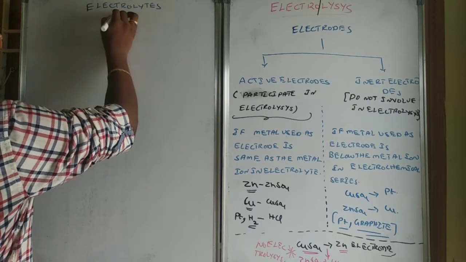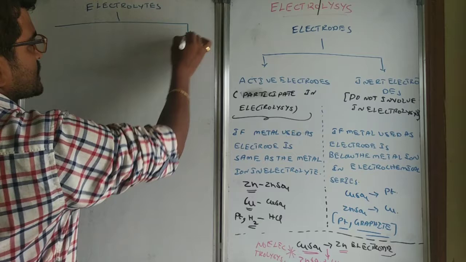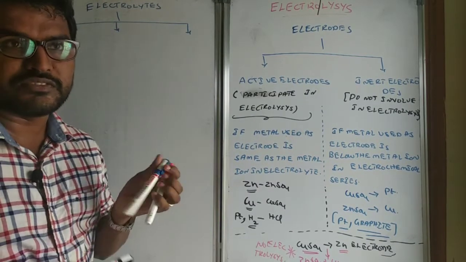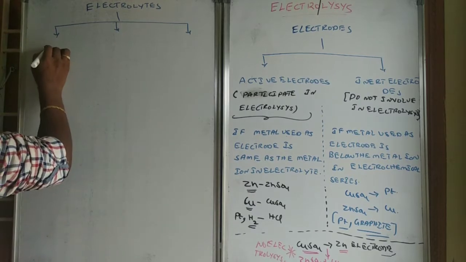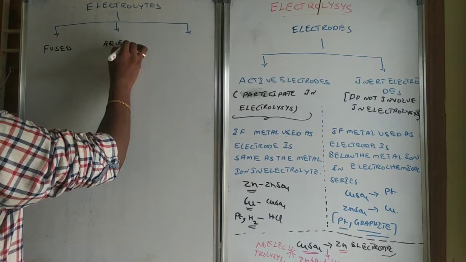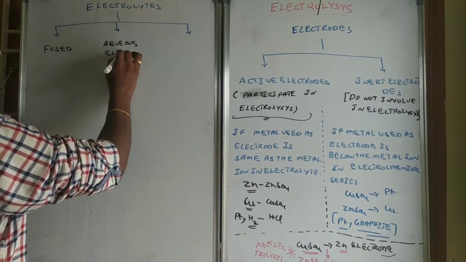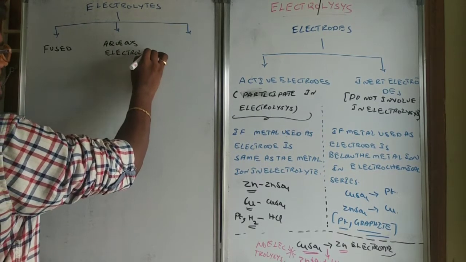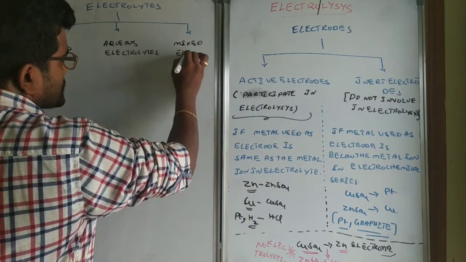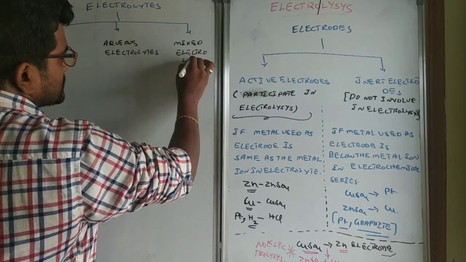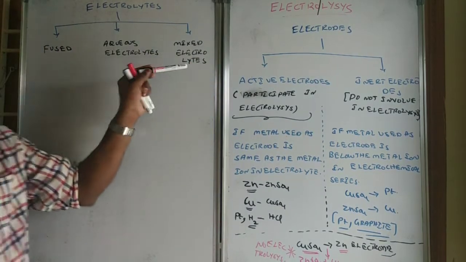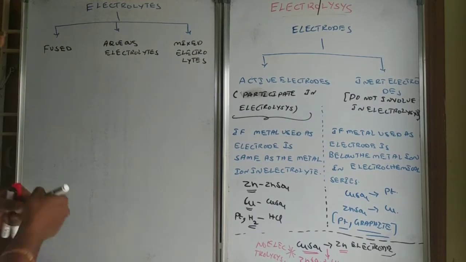Electrolytes. Basically, we can classify electrolytes into three categories, and I am classifying them based on the problem purpose. Fused electrolytes, aqueous electrolytes, and finally mixed electrolytes. There are fused electrolytes, aqueous electrolytes, and then mixed electrolytes.